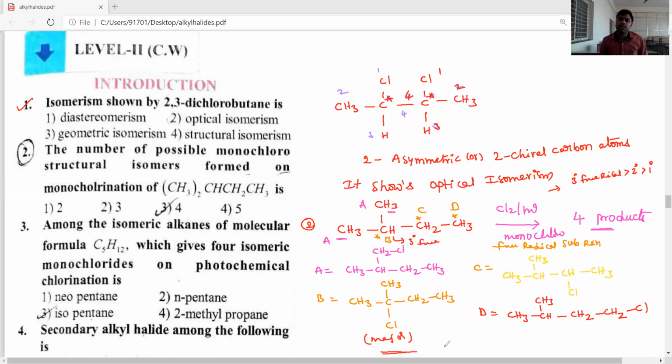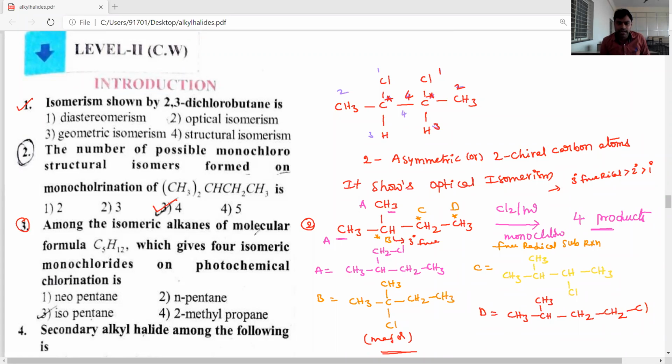But how many possible monochlorinated isomeric products will form? These are all different structural isomers. The root word is the same, but the bonding connectivity is different. That's why these are all structural isomers. So isopentane on monochlorination gives how many structural isomers? 4. So the answer is the third option. Okay, let's see the third question.